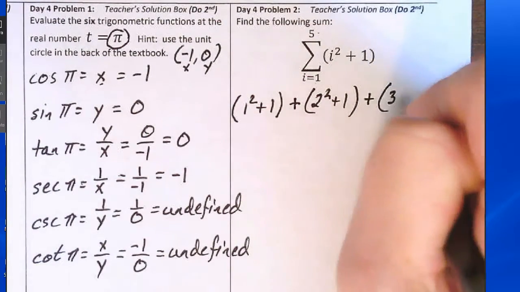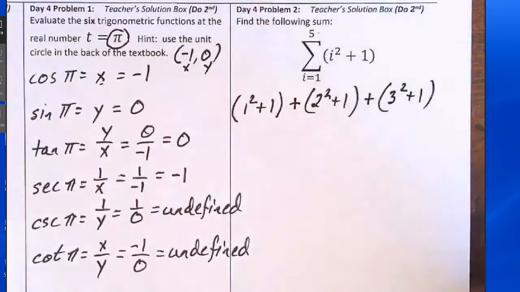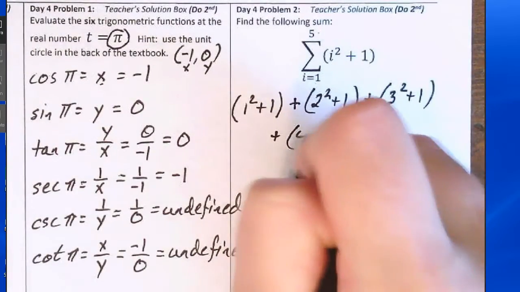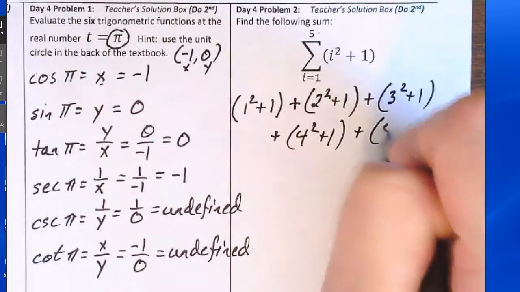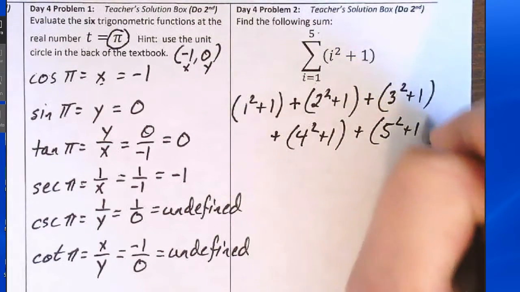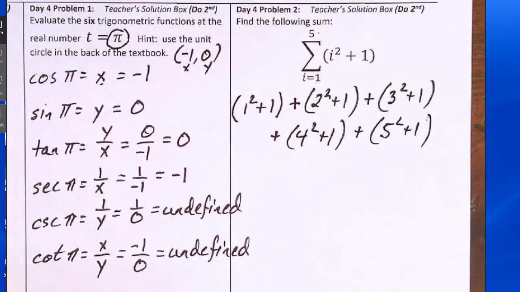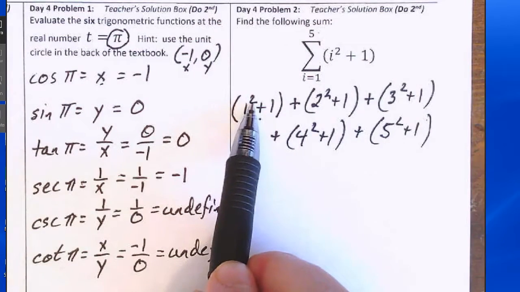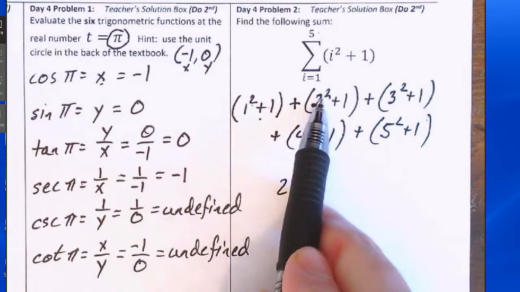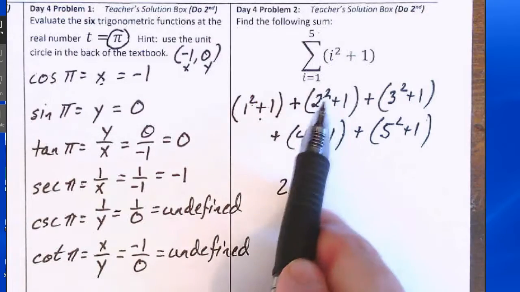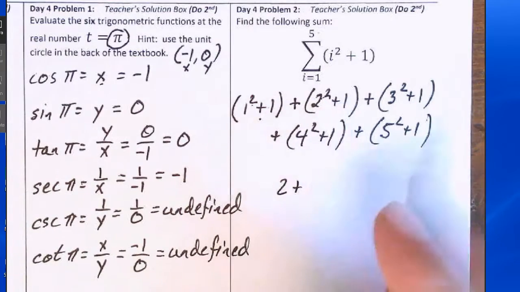Plus 3 squared plus 1. Plus 4 squared plus 1. Plus 5 squared plus 1. Each of these expressions in the parentheses is one of the terms of a sequence of numbers. We want to add this all up. So 1 squared is 1, plus 1 makes 2. 2 squared is 5. I misspoke. 2 squared is 4, plus 1 makes 5.